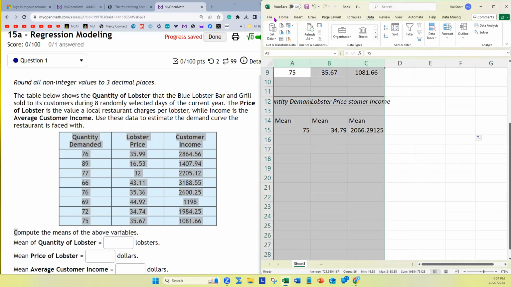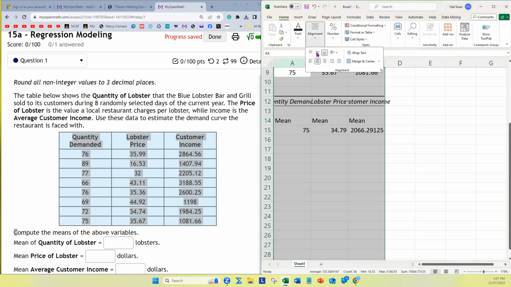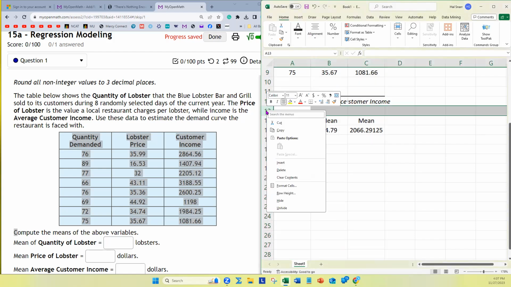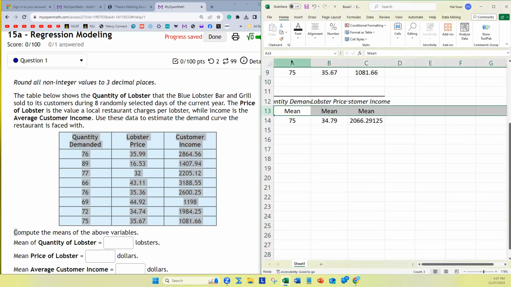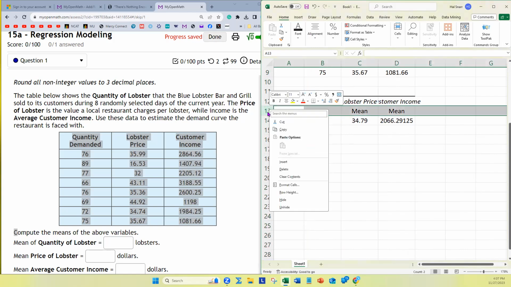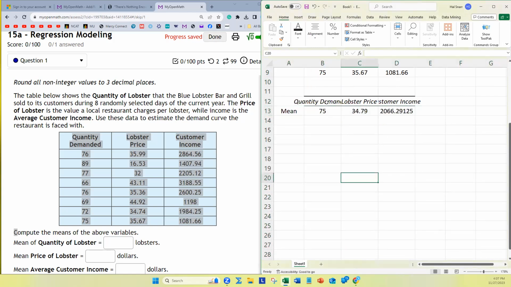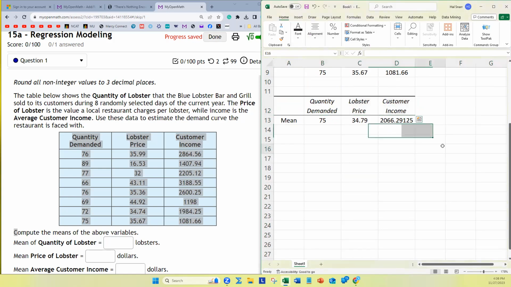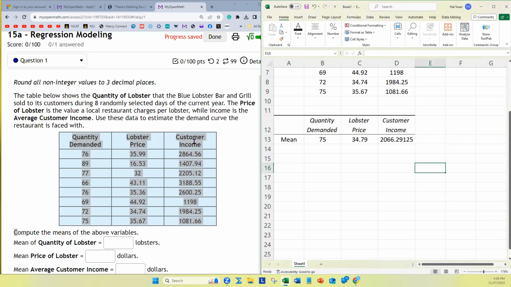So then we'll center this. I feel like I'm in slow motion today. We'll move this over here like this. Mean. Make it nice and compact. We'll word wrap this too. There we go. That looks pretty good.